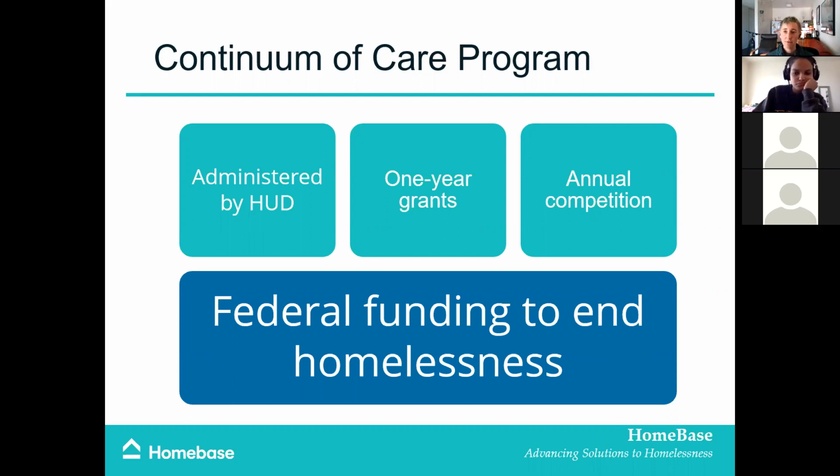So when we talk about the funding competition, the local competition, the COC program funding competition, that is an annual thing. We're going to talk a little bit more about it as we go through the presentation, but if you do apply for a COC grant, this competition is an ongoing annual thing that all COC grantees have to participate in each year if they want to renew their funding.